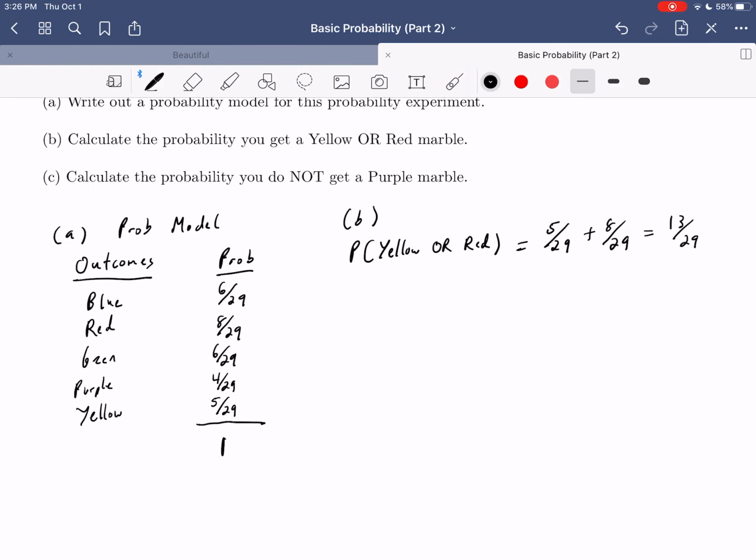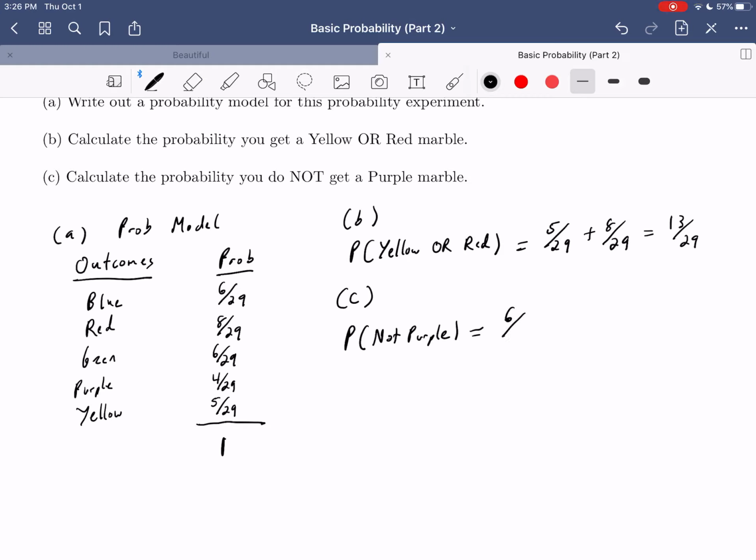All right, let's go ahead and calculate another probability. Probability that we do not get a purple, so not purple. So for whatever reason in this event we're trying to avoid purple. Well, you can imagine there might be 2 ways to do this. You can think about not being purple as being either blue, red, green, or yellow. So we can add those together.